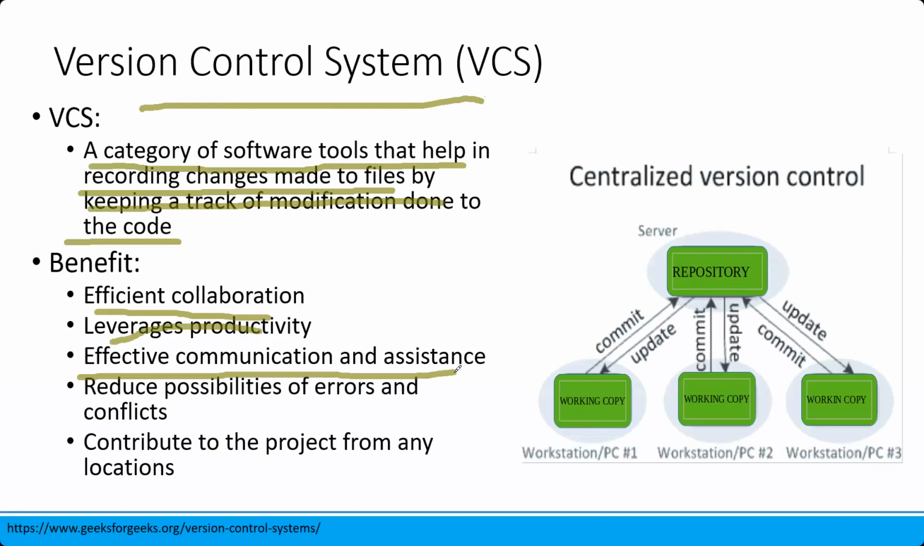Whenever you make changes, you can make comments and communicate with your friends. And it reduces the possibility of errors and conflicts. Maybe you make changes on your computer, but you didn't make them on your friend's computer, so the code is not consistent. With this kind of version control, it will be better. And you can contribute to the project from any location. You don't need to be in one place. You can work at home and then push to GitHub, and your friend can get the code from GitHub.